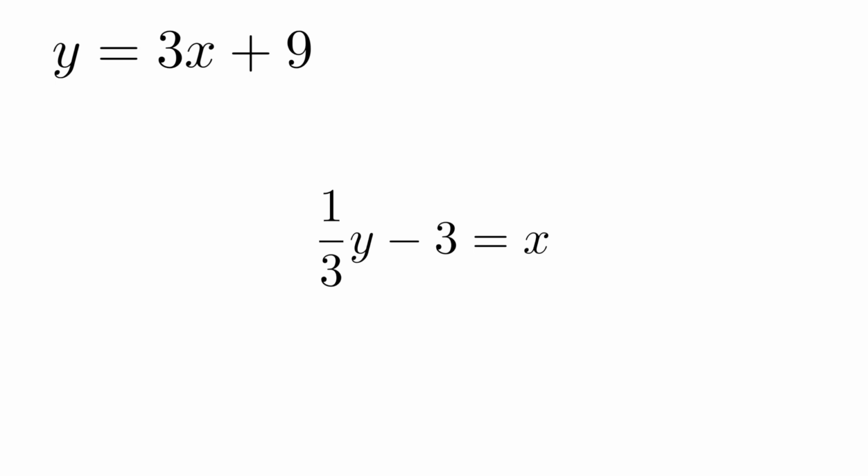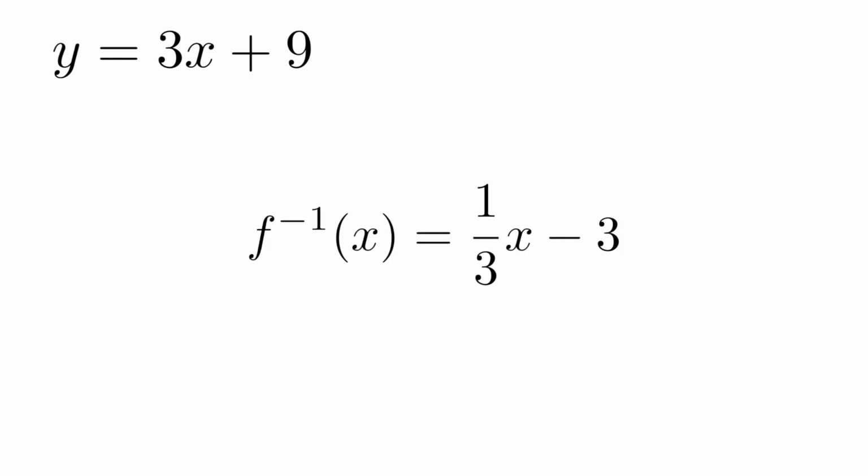Now, for the final step, we can switch the x and y variables. Why is that? Well, that's because an inverse function is a function in itself. It's just another function. So we could just switch these variables, and then now we could call this f inverse. F inverse, the inverse function of the function above, is equal to 1/3 x minus 3.